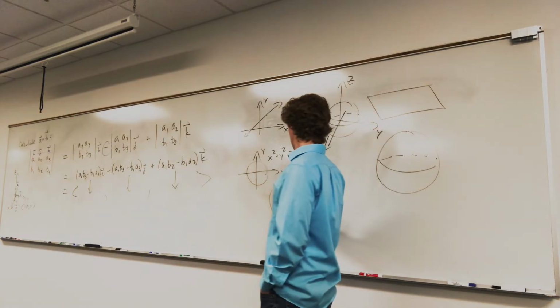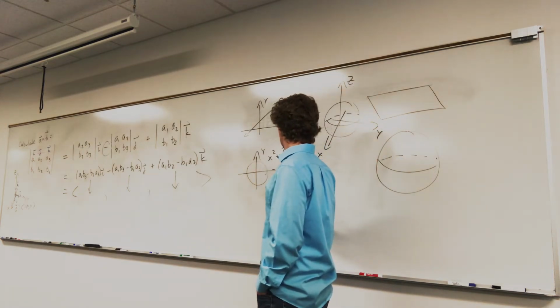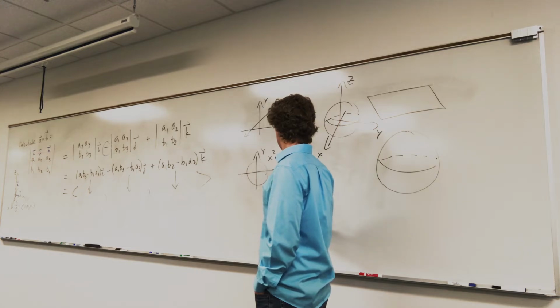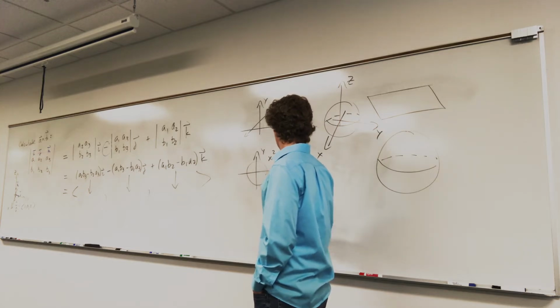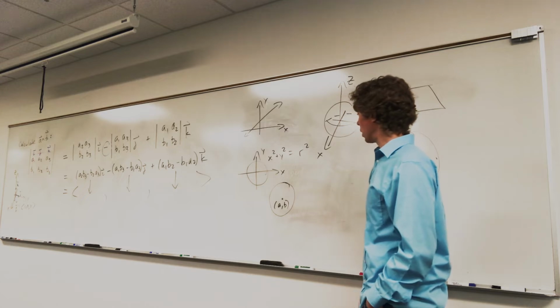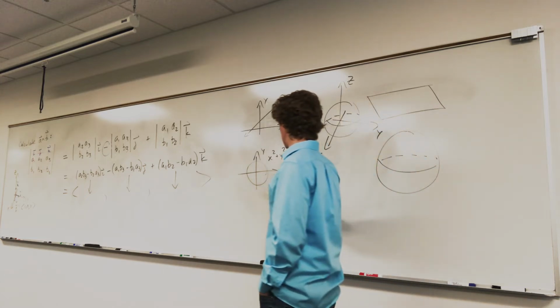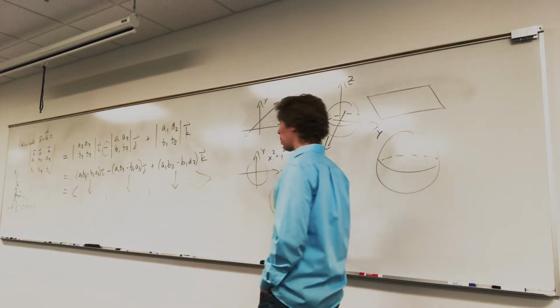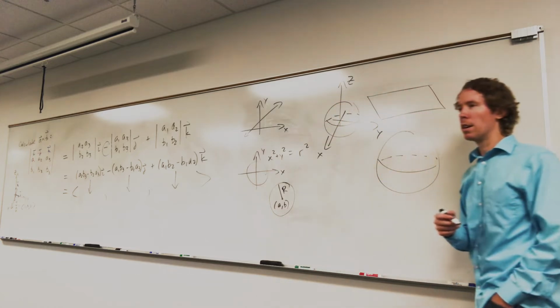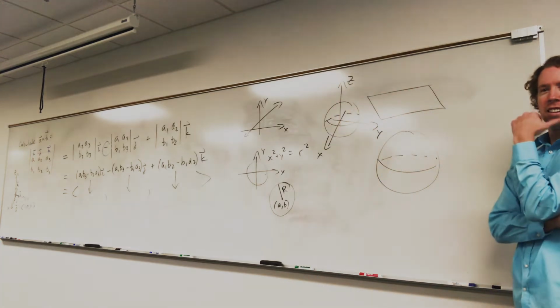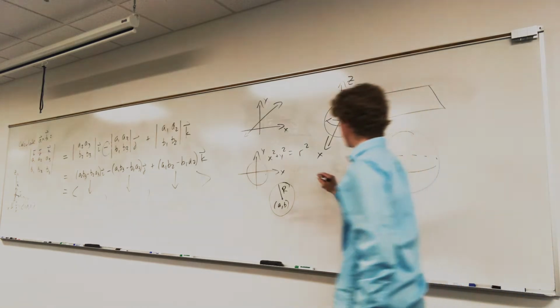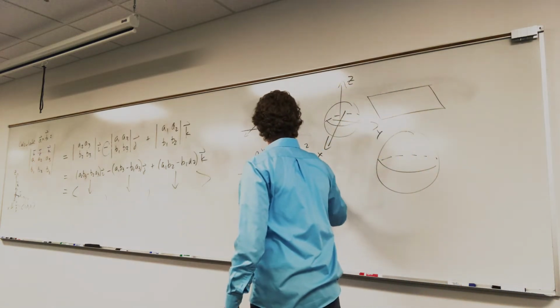What if this one is centered at the point, let's call it a comma b, and let's say it has radius big R. Do you remember how to represent that? X minus a squared plus y minus b squared equals r squared. Good.